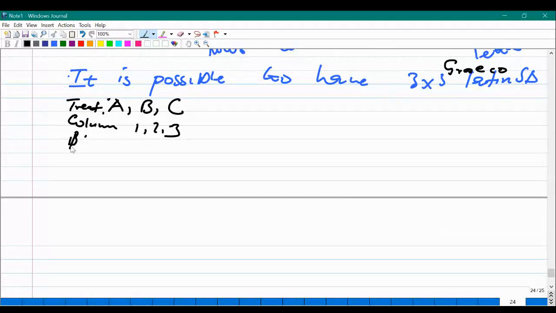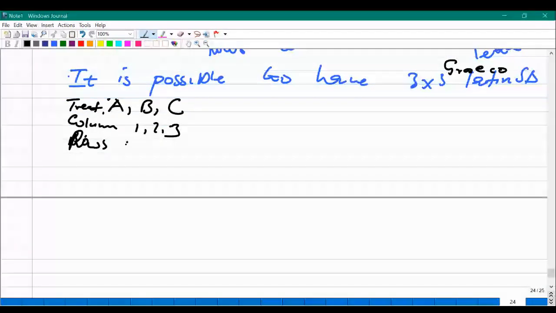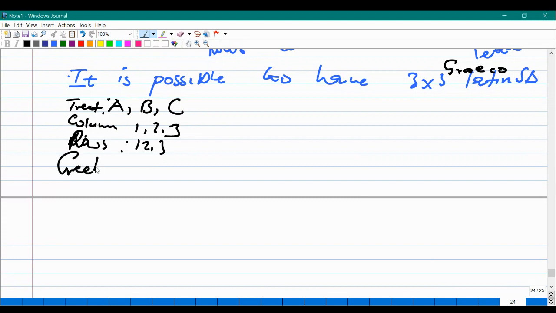Block, we must have rows 1, 2, 3, and Greek letters, you must have 3 also, isn't it? Suppose they are given by alpha, beta, and rho. Come up with a 3 by 3 Greco Latin square design.